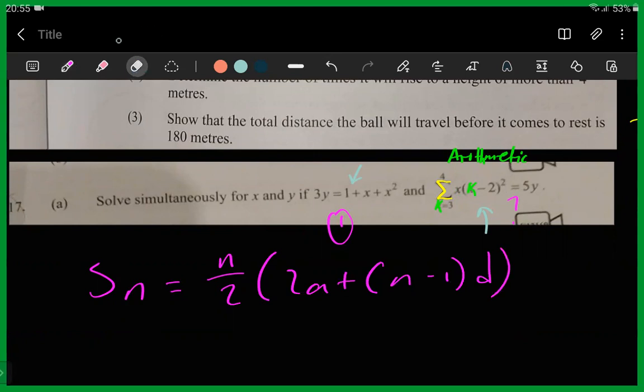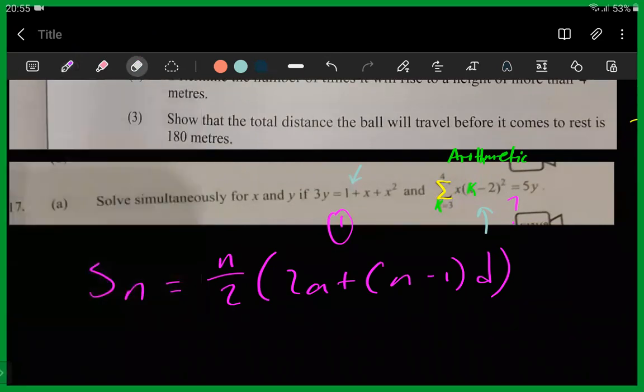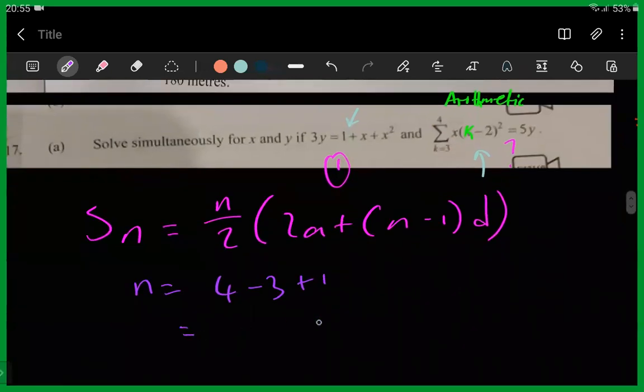So the easiest one to start with is n, because n you can get it from these two numbers here. Remember, n is equal to where you're ending off minus where you're starting, and then you always have to add 1. You see, so this is like 4 minus 3, which is like 1. 1 plus 1 is a 2. There you go. So that's fine.